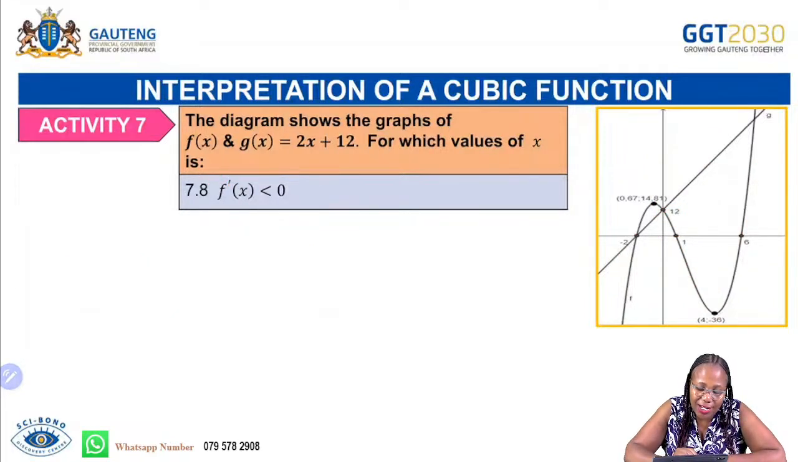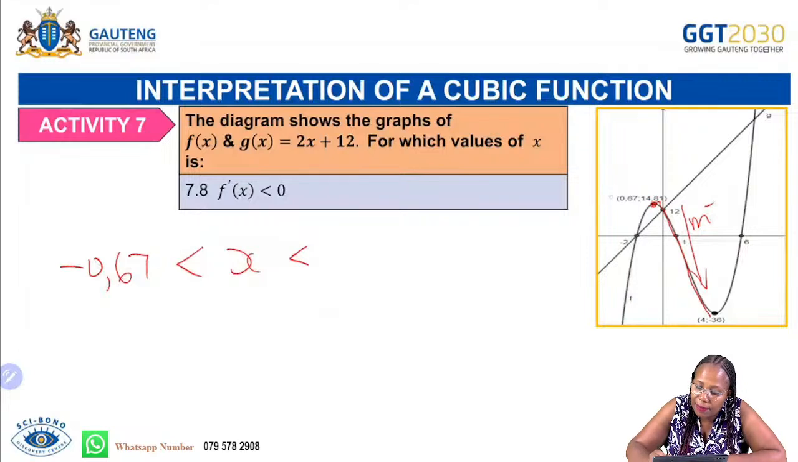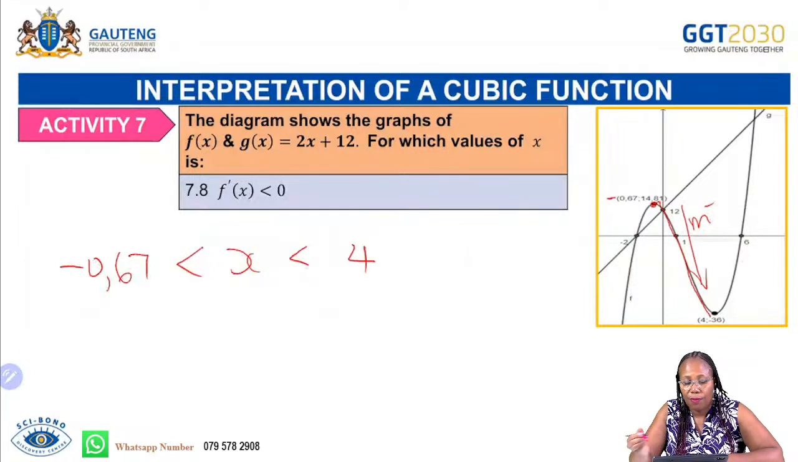We are still on the gradient. You are looking where it is negative. Going down is this part. Therefore, gradient is negative. So this is decreasing. Okay. So x is in between because it's between what? Minus 0.67 and then positive 4.